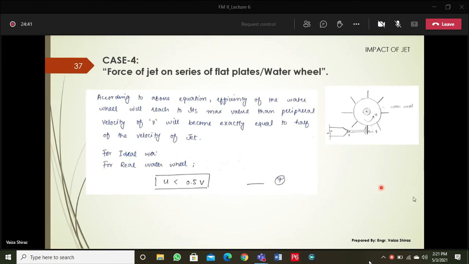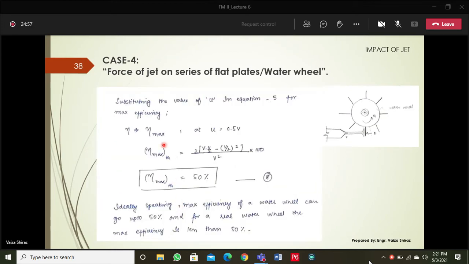Next step for us: okay, we have found that for the maximum efficiency your U should be equal to 0.5 V. What we will do further is, in the equation of efficiency, we will now put U as V by 2. Wherever U is there in the efficiency equation, replace that with V by 2 or 0.5 V. Okay, so when we simplify this, you will get the efficiency as 50%. It means that this is the maximum theoretical efficiency which you can get from this water wheel.